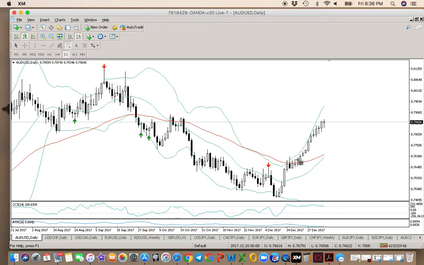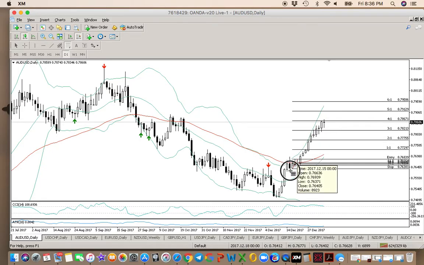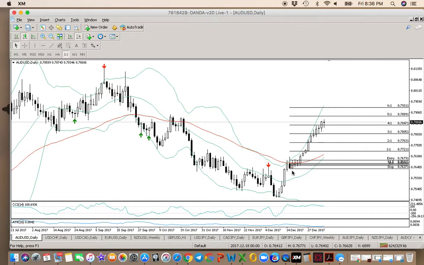What you could have done, and let's just say I'll put my stop right there. As we see, it would have been in a 4-to-1 profit right now.